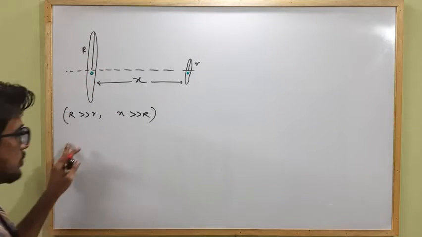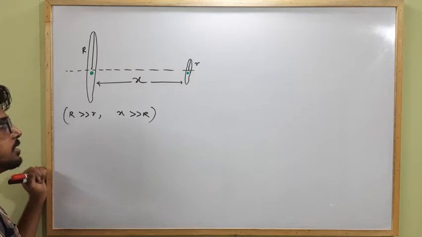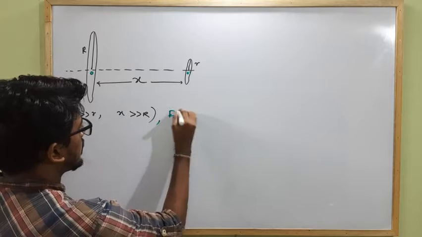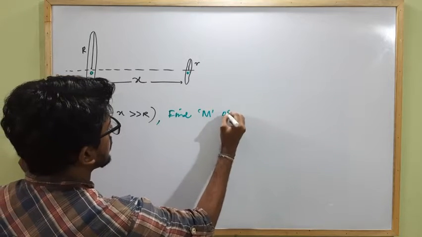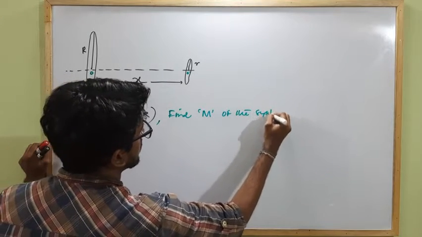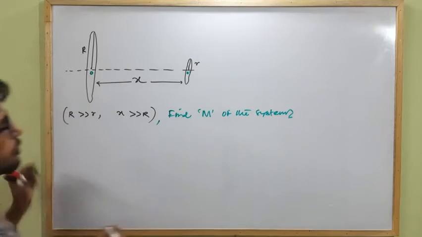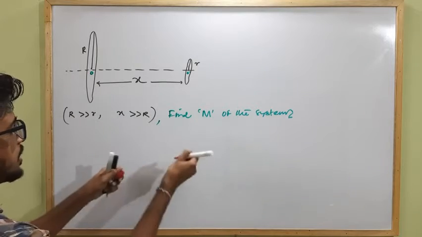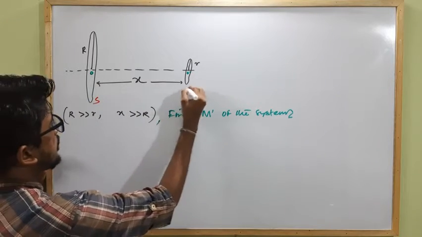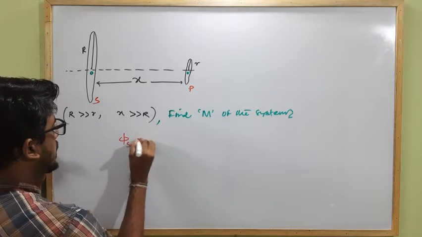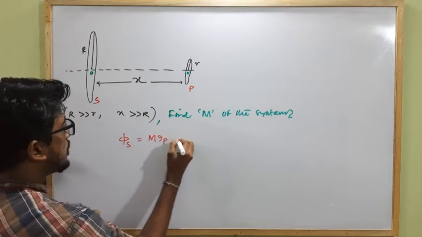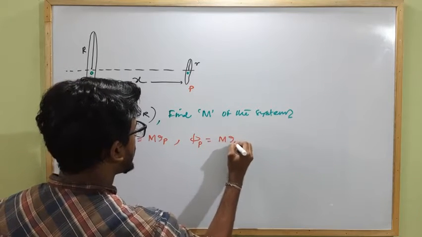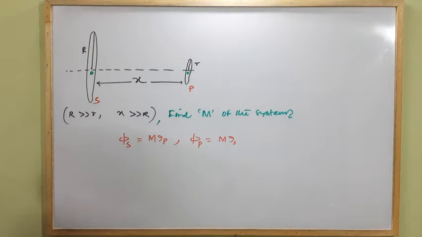Clear? So now we have to find out what? The mutual inductance. Find the mutual inductance of the system. So we have to find out the mutual inductance of the system. That is, what is mutual inductance? If there are two coils, let this be secondary, this is primary. So you can write the flux linked with the secondary is equal to mutual inductance into current through the primary, or this can also be written as the flux linked with the primary will be equal to mutual inductance into current through the secondary. Clear?